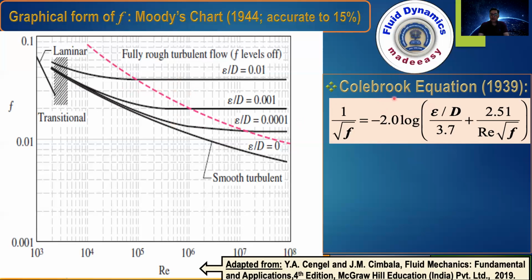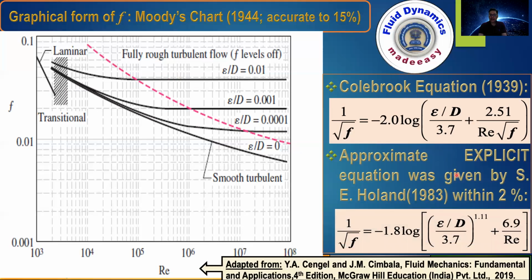This expression was proposed by Colebrook, but when you look into this equation, you see f on the left hand side as well as on the right hand side. So this is an implicit equation. Later on, an explicit equation for the friction factor was presented in 1983 by Haaland, and this is accurate within 2% of the Colebrook equation. So here you have f only on the left hand side. This is an explicit equation, and it is easy for calculation. If you are given a Reynolds number, the roughness of the pipe and the diameter, you can use this to calculate the friction factor from this equation.